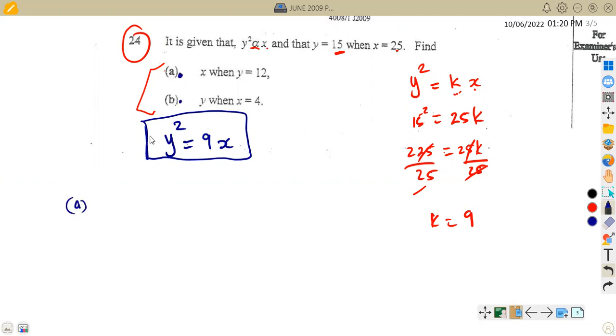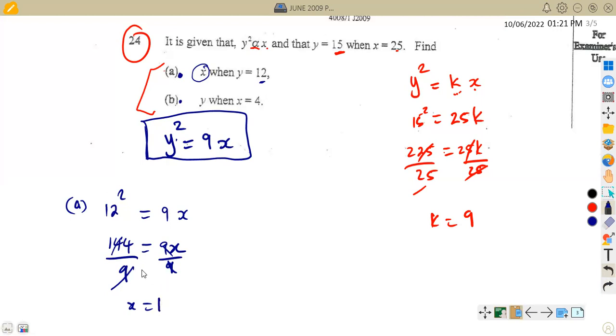On the first item, we are asked to find the value of x if y is 12. So we are simply substituting. We want x when y is 12. In place of y we're going to have 12 squared is equal to 9x. So 12 squared, that is 144, is equal to 9x. To find x, simply divide by 9. So what is the value of x? 144 divided by 9 is 16. So our x is going to be 16.